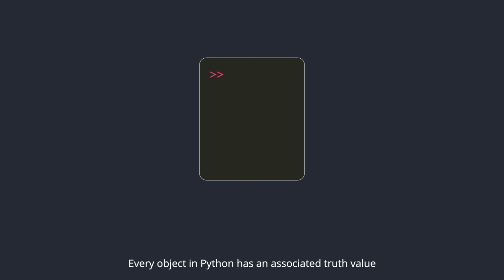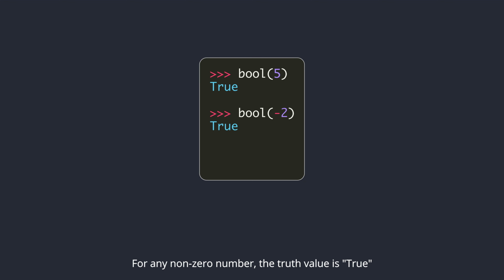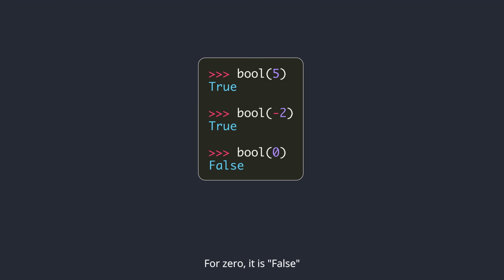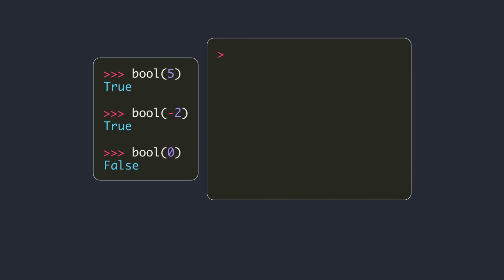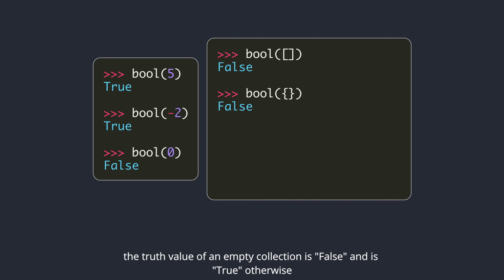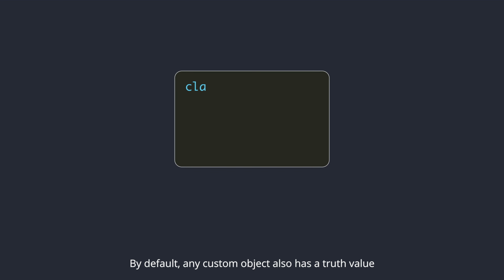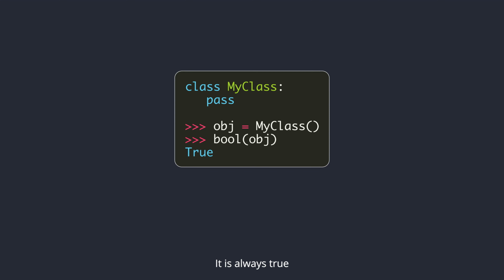Every object in Python has an associated truth value. For any non-zero number, the truth value is true. For 0, it is false. In the case of collection data types like lists or dictionaries, the truth value of an empty collection is false, and is true otherwise. By default, any custom object also has a truth value. It is always true.